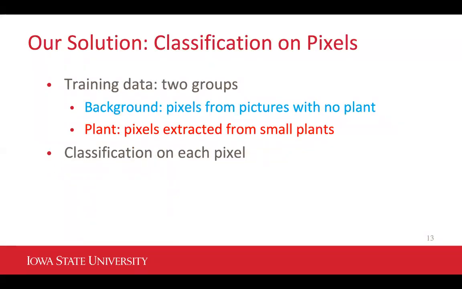So what's our solution? Our solution is actually quite simple. We consider classification on the pixel level. So we want to classify each pixel. There are only two classes for each pixel. One class is background, another class is plant. So these are the training data. We want to prepare training data like this. And then we can build a classification model on the training data. And this classification is on each pixel level. So the key question here is how to build our training data.